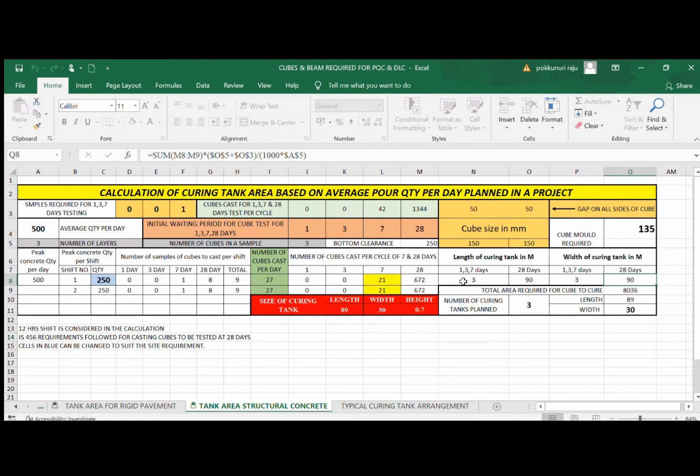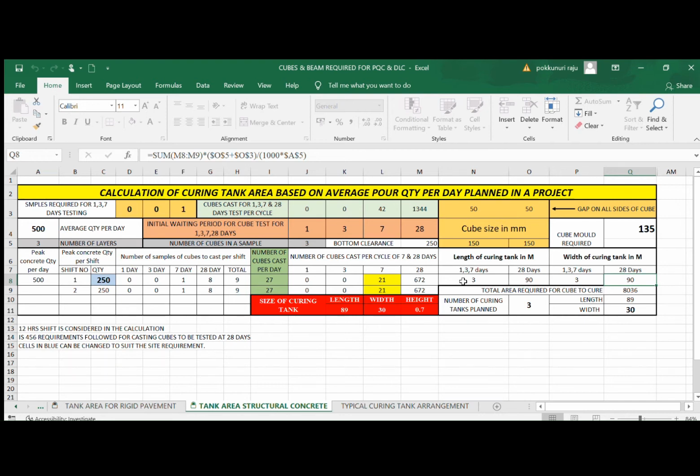You know that each sample occupies one box. That means one box has 3 cubes. So height-wise you have 3 layers of cubes, and if you keep a bottom clearance of 250, 3 layers of cubes is 3 into 150, that is 450. 450 plus 250 is 700. So the total height of wall required will be around 0.7 meters.